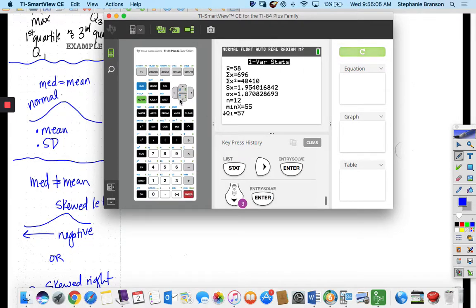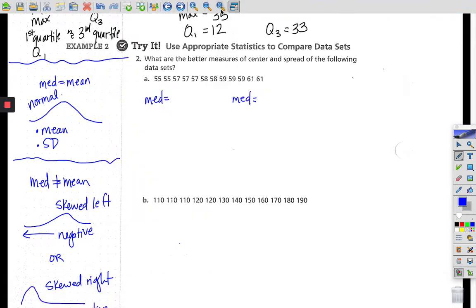Right now I'm just focusing on my mean and my median. My mean is 58 and my median is 58. So since my mean and my median are both 58, that means that this is normal distribution.